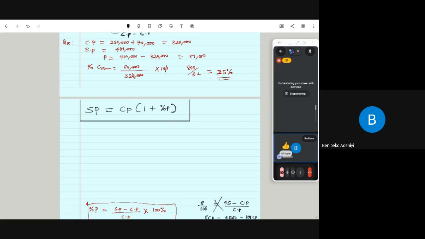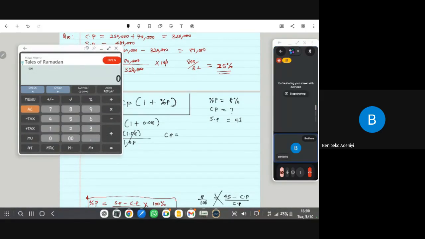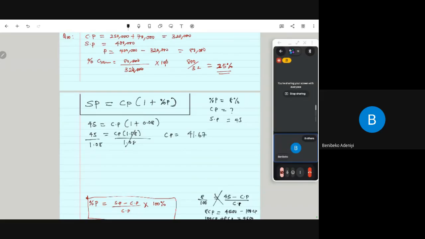So in the first case, we have our percent profit to be what? 8%, for this question. We don't know our cost price. That's what we are looking for, but we know our selling price to be 45. So let's get our cost price from here. Selling price, 45, equals cost price times 1 plus 0.08. I told you guys already, 8% is 0.08. So just do 45 equals CP times 1.08. Divided by 1.08, divided by 1.08. Our CP will be equal to 45 divided by 1.08, which is 41.67.